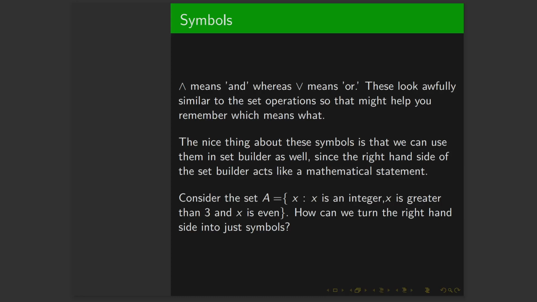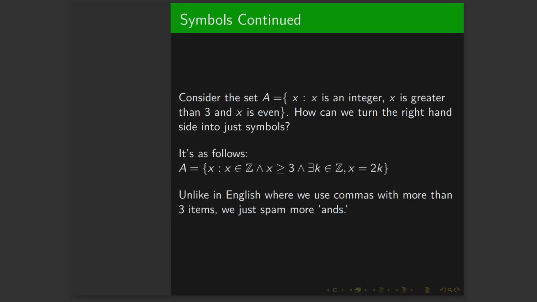For example, if you consider the set A is equal to {x : x is an integer and x is greater than 3 and x is even}, how can you turn the right hand side into just symbols? Well, you just do it as such. x is an integer, so x is an element of Z, the set of integers, and so we use the pointing up triangle. x is greater than or equal to 3, and there exists a k, an integer, so that x can be written as 2k, so x is equal to 2k. And unlike in English, we can use commas with more than 3 items and just spam more ands.